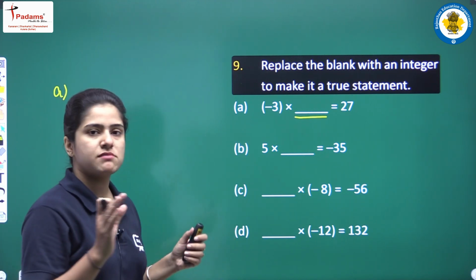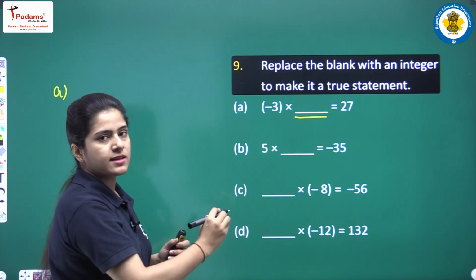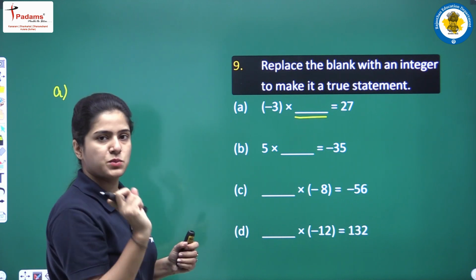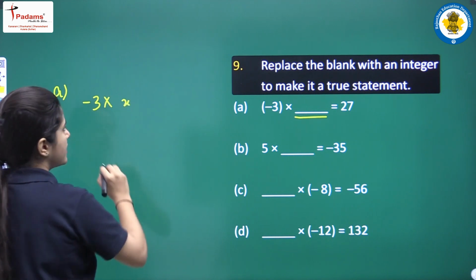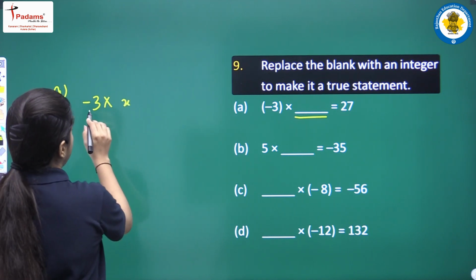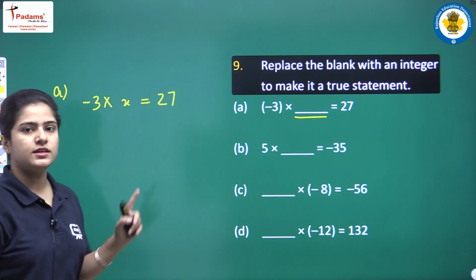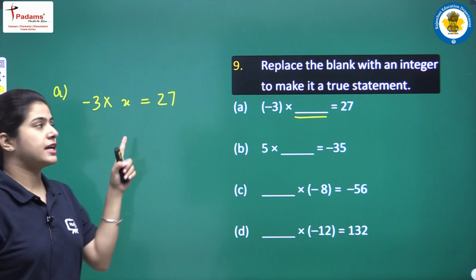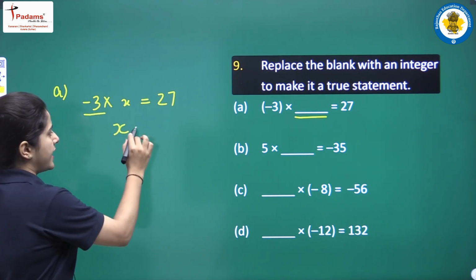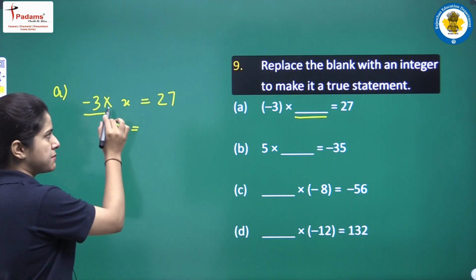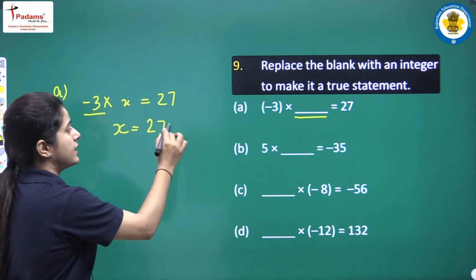Okay, so firstly I'll tell you that particular part. I don't know the value of this blank, so I'll consider this blank as variable x. So minus 3 into x is equal to 27. Now students, have a look here. x is in multiplication with minus 3. So if I take this minus 3 to the right hand side, it will go to the division.